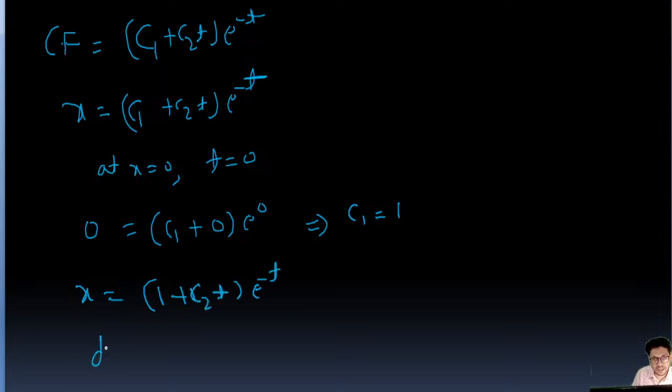Now we find dx upon dt. These are two functions, so we use the product rule of differentiation. I'm directly writing it, so it's very simple differentiation. So e to the power minus t into minus 1 minus c2t plus c2. Okay, this is equation 2.